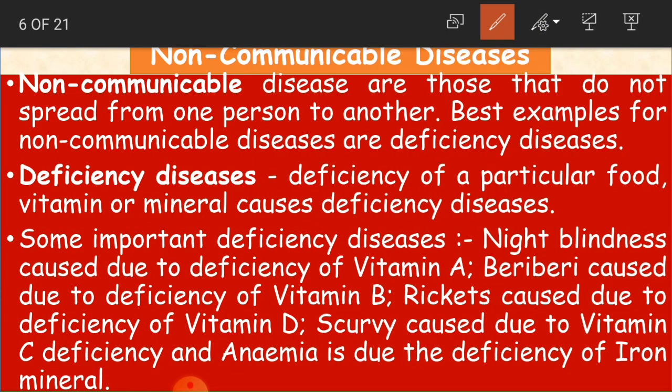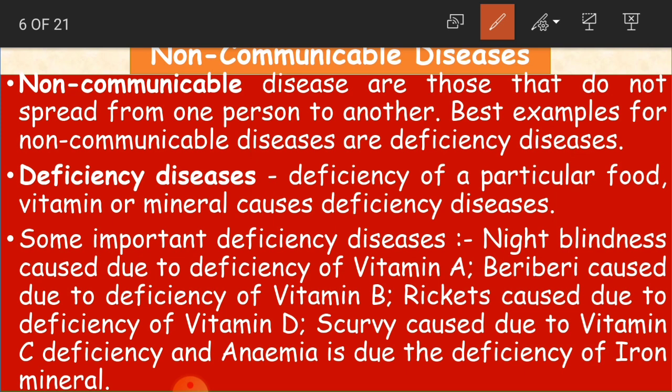Now, some important deficiency diseases are, what are they? Night blindness, caused due to deficiency of vitamin A. Night blindness. Have you heard about this, children? We cannot see in the nights. Some people cannot see in the nights. That is a disease, and we call that night blindness. They are not totally blind. They can see in the day, but only in the nights they cannot see. This is caused because of the deficiency of vitamin A.